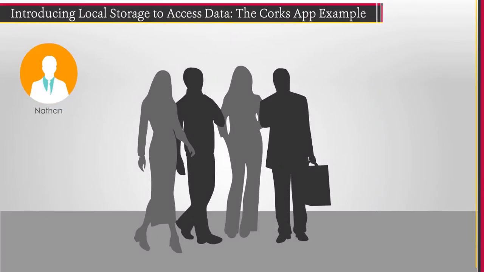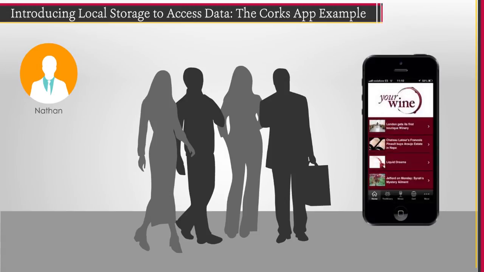Let's meet Nathan again. He had a great party with his friends last Friday. The Cork app on his mobile enabled him to find out the favorite drink of his friends and a winery from which he bought the drink to give his friends a surprise. Due to some network issues, he was not able to connect his mobile to the internet. Still, he could view the details.